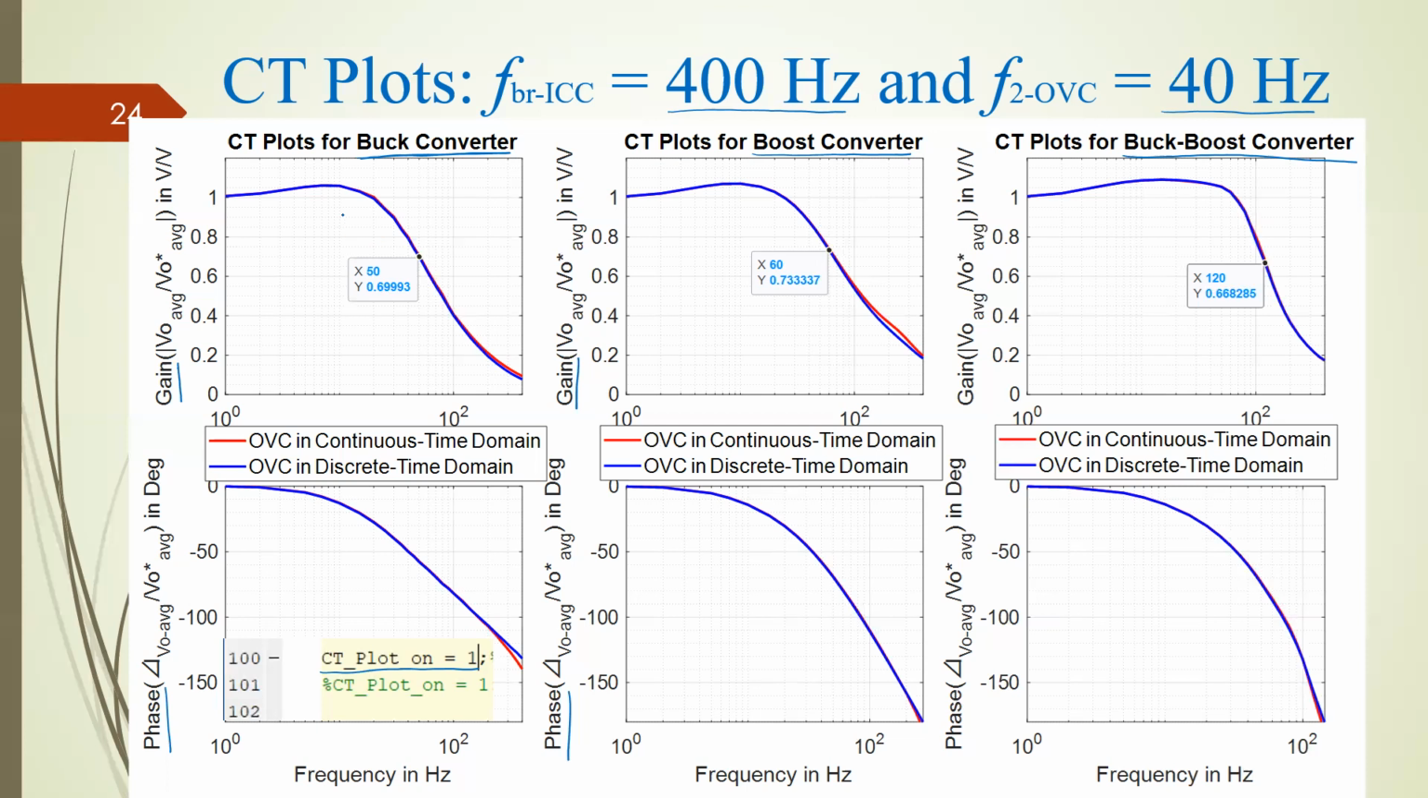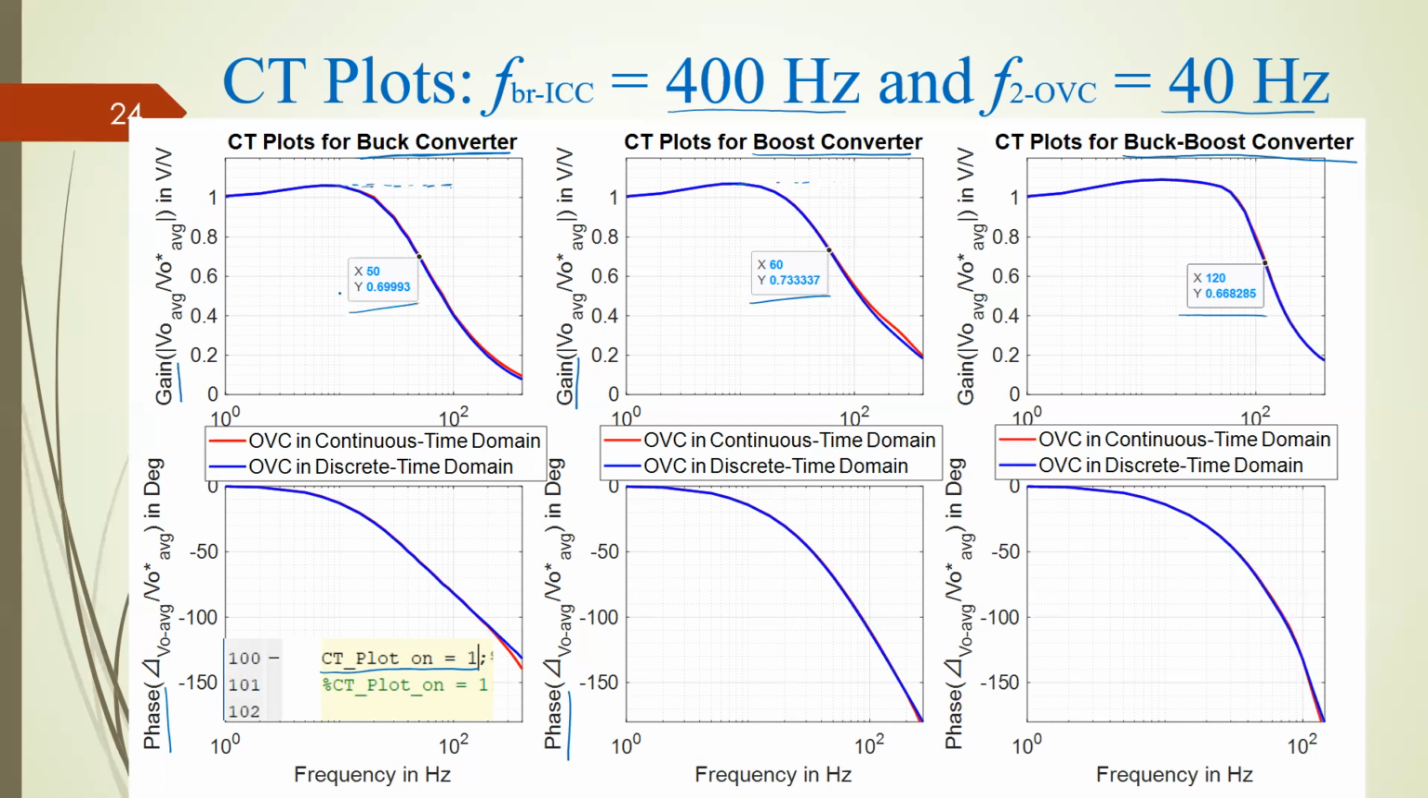So this is a second order system, and hence you see the gain higher than 1. If it were a first order system and you had tuned it perfectly, then you would not see this gain greater than 1. But since it is a second order system, you would expect to see this gain greater than 1. And you can see the bandwidths of the different converters at different frequencies.